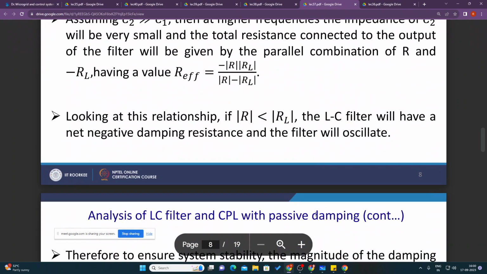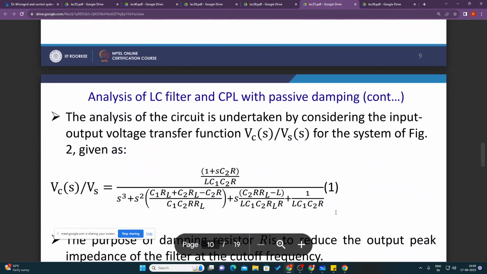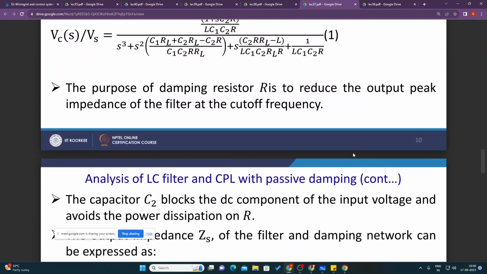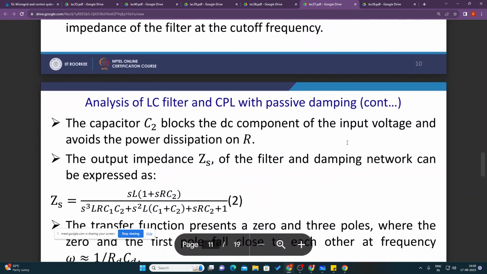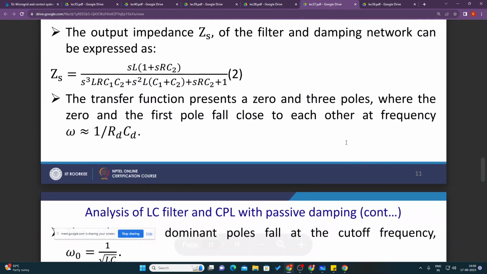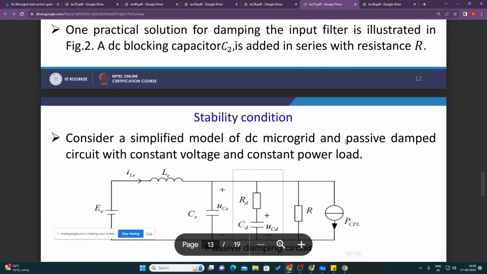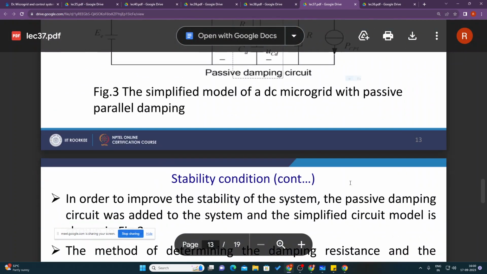So we need to find the characteristic expression, and this bottom portion is the characteristic expression. Once we obtain this, we can also obtain the criterion for stability using passive damping. Same kind of analysis.